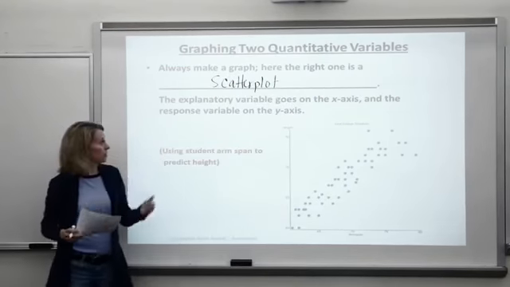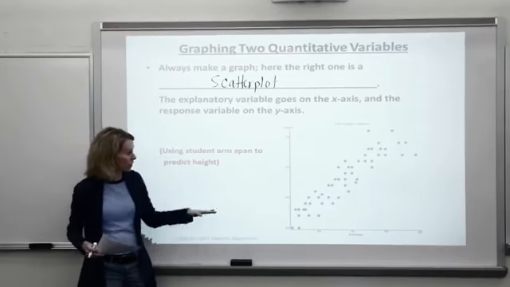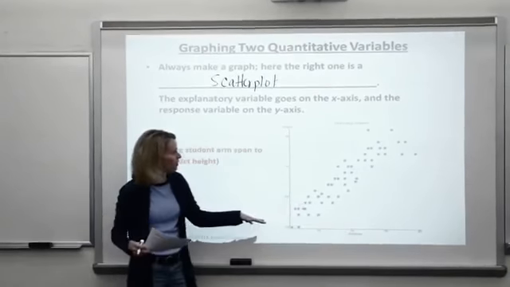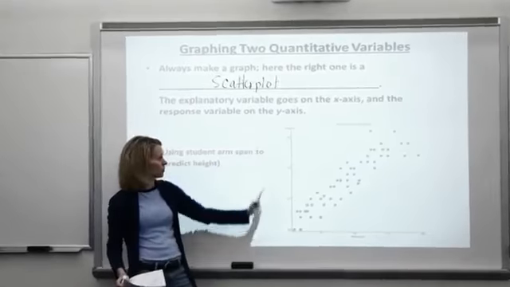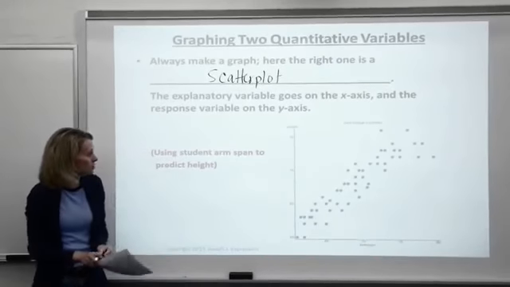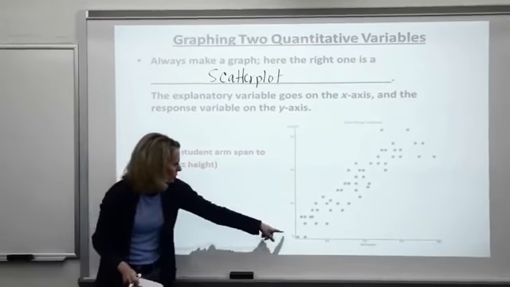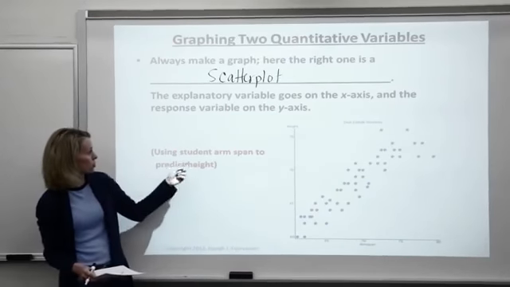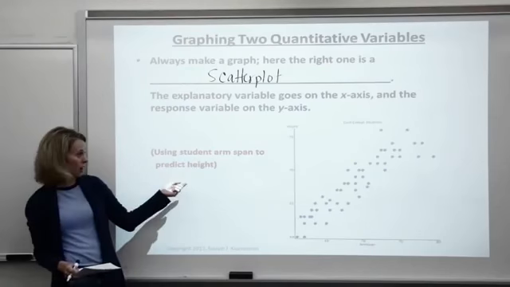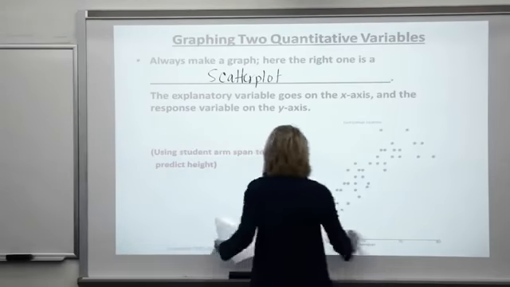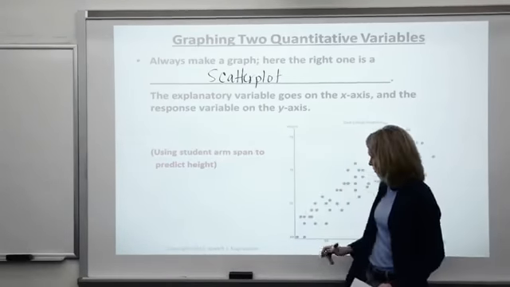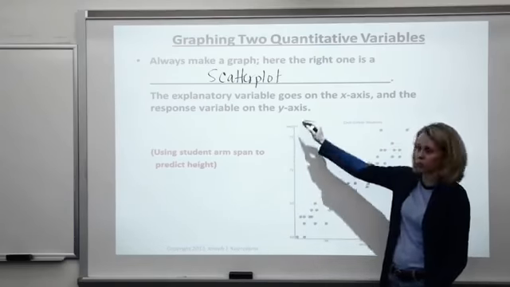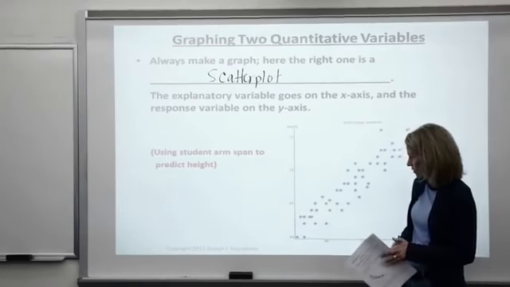And as we mentioned in the last video, the explanatory variable is the variable that will go on the x-axis, and the response variable is the one that will go on the y-axis. This may be a little bit difficult to see, but here we're using students' arm span to predict their height. These are students' arm spans, and we're using that to see if we can predict their height. These are all in inches.